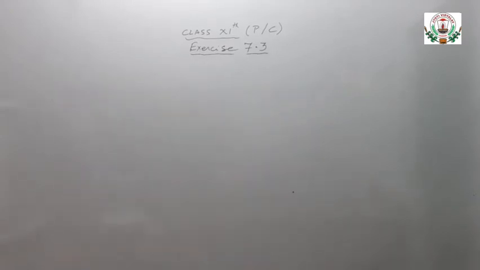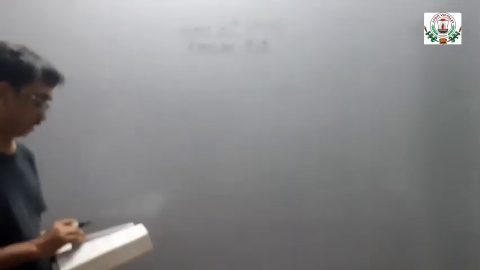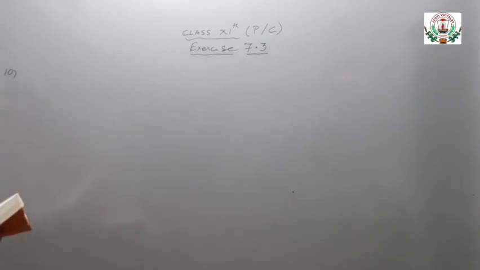Now the next question, number 10. It is a very important question. Question number 10: In how many distinct permutations of the letters in the word Mississippi do the 4 I's not come together?